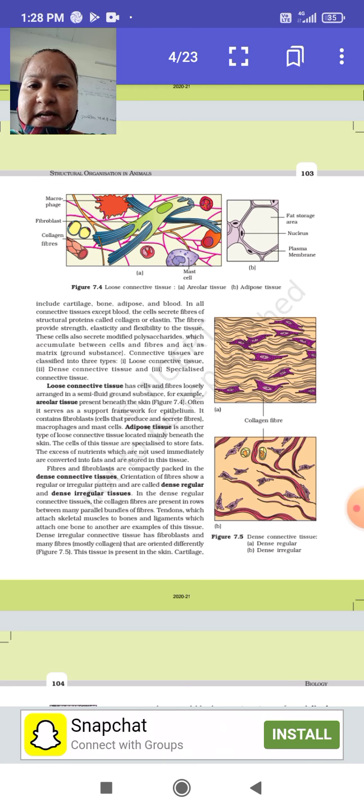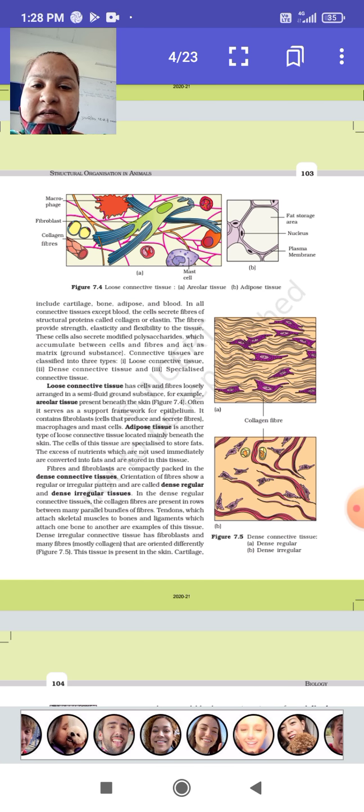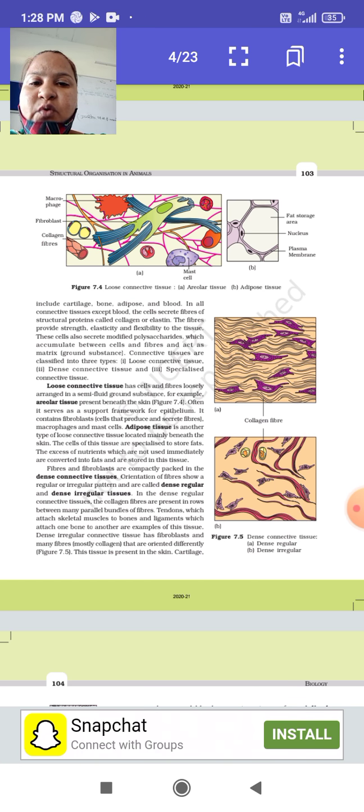Now except blood, all others are made up of structural protein, that is known as collagen or elastin. What is collagen or elastin? It is a structural protein. These fibers, collagen or elastin, provide strength, elasticity and flexibility to the tissues. These cells secrete modified polysaccharides which accumulate between the cells and fibers and form the ground substance of those cells.